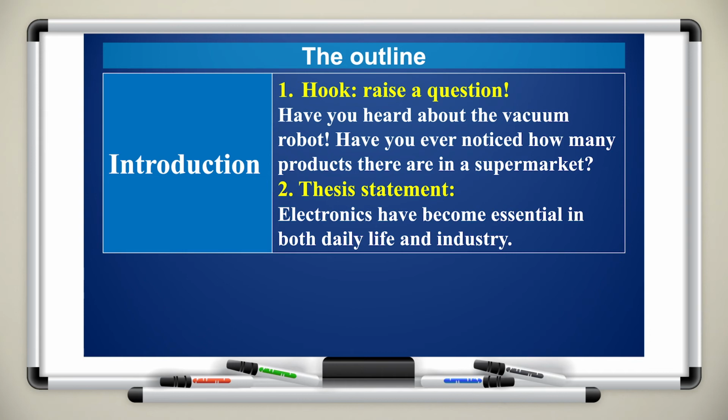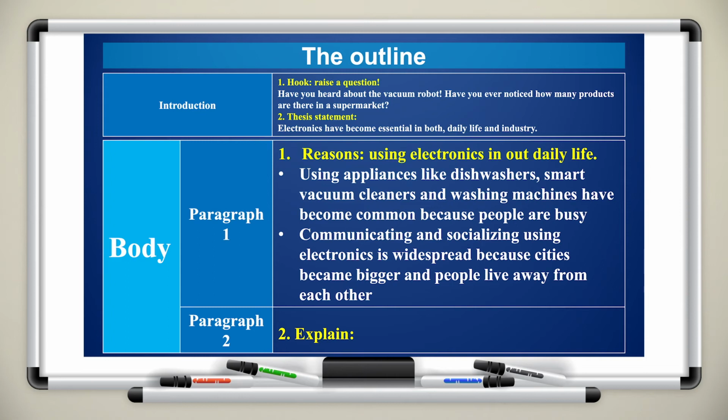And then I wrote the thesis statement. What is my thesis statement? It is to mention the topic. Electronics have become essential in both daily life and industry. So the reader will know that my topic is the use of electronics in daily and industrial life. Okay? In paragraph 1, remember the TREE, I have to provide reasons.